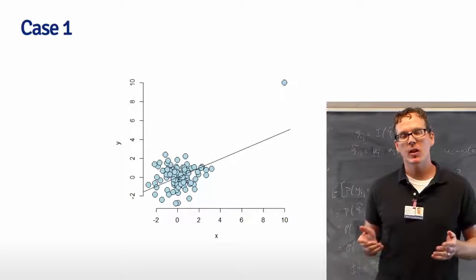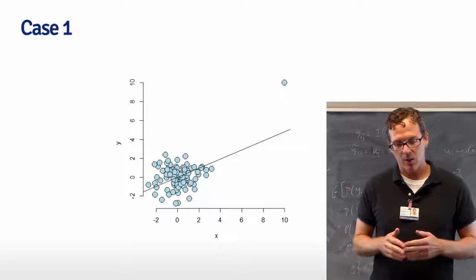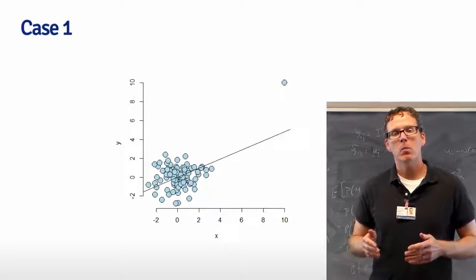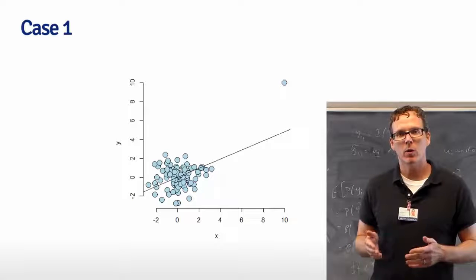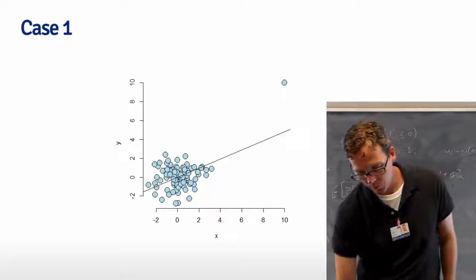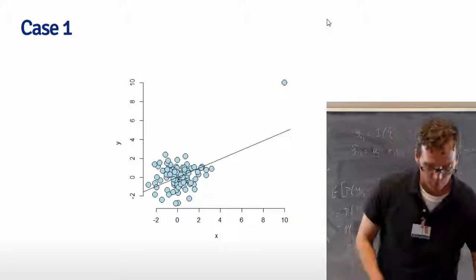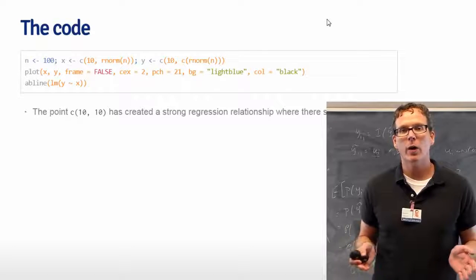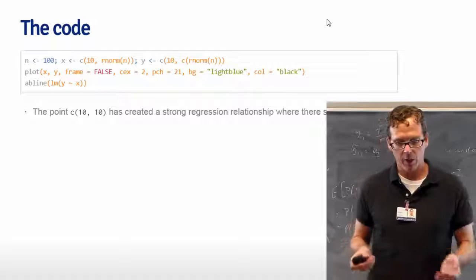What we can see in this case is that there's a strong correlation estimated by the data merely because of the existence of this point. Otherwise, the correlation would be estimated to be 0. So you can see the code right here that I used to generate and plot the data.